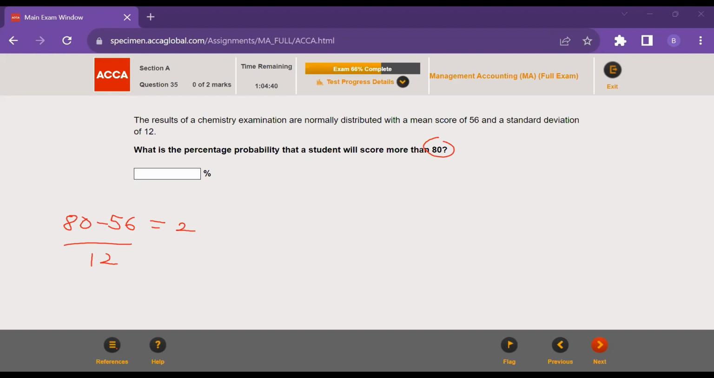So to find out the probability, I will simply subtract this from 0.5. So 0.5 minus 0.4772 will give you 2.28%. The percentage sign is already given, so I will just put 2.28 over here. Now moving on to the next one.